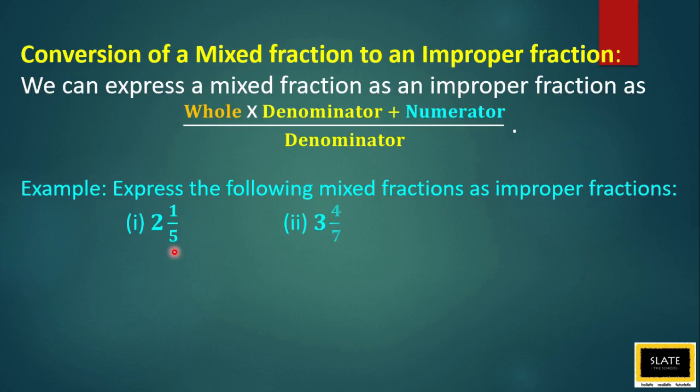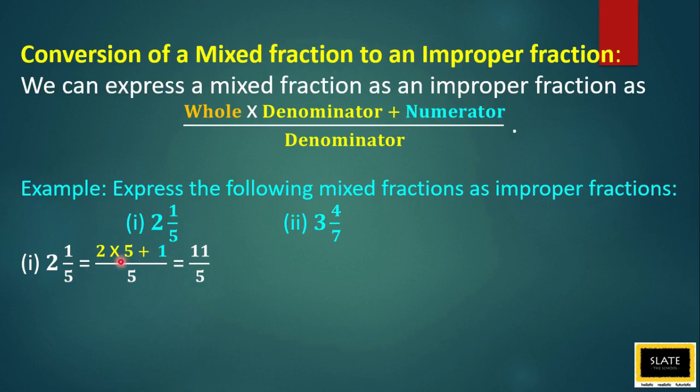2 1 by 5, 3 4 by 7. Now see here, 2 whole 2. How can we write? 2 into denominator. What is the denominator? 5. So 2 into 5 plus numerator. What is the numerator here? 1. So 2 into 5 plus 1 by denominator as usual, 5. 2 whole into denominator, 2 into 5 plus 1 by 5.